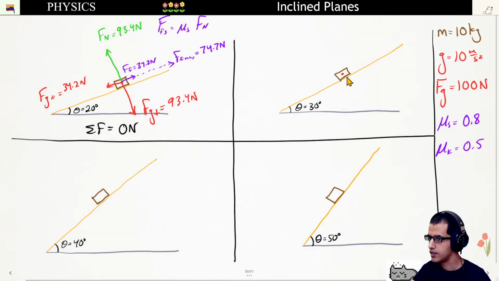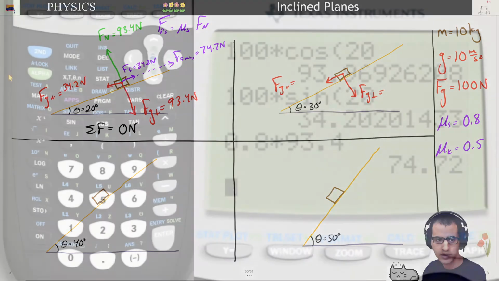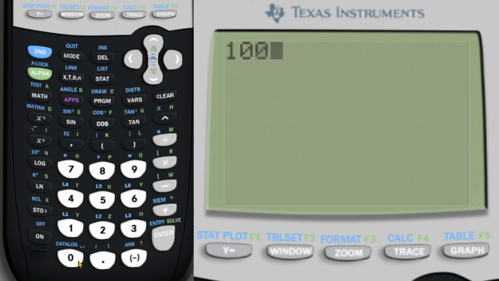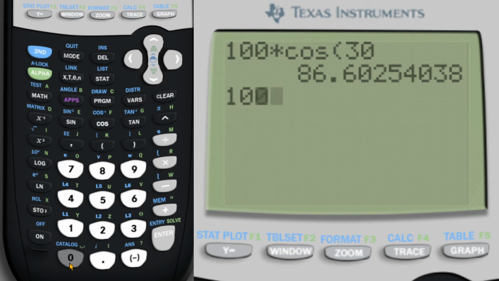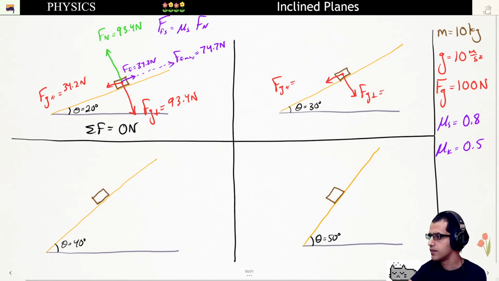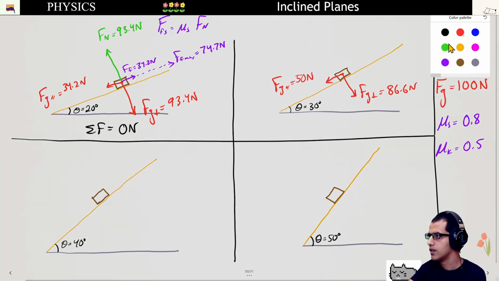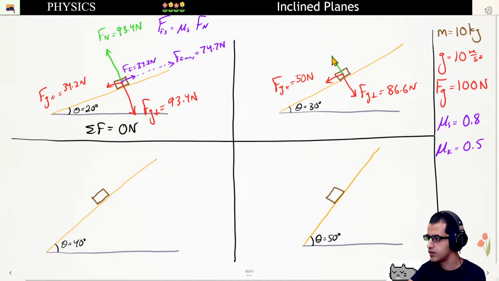I have to draw in here a perpendicular force of gravity and a parallel force. This time the angle is 30, so let's do our calculations. 100 times cosine 30 and 100 times sine 30. So we're going to have 86.6 and 50 newtons. Of course, that means our normal force is going to be equal to the perpendicular component of gravity. So Fn equals 86.6.